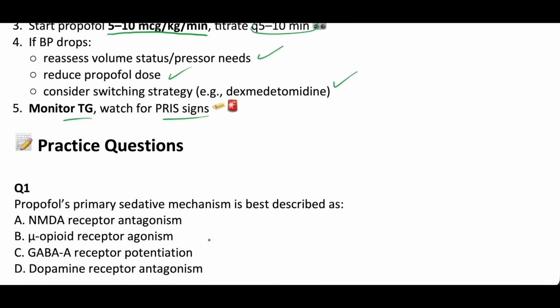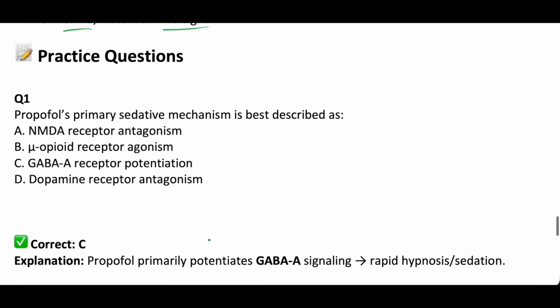Propofol's primary sedative mechanism is best described as A, an NMDA receptor antagonist, B, a mu opioid receptor agonist, C, a GABA A receptor potentiator, or D, a dopamine receptor antagonist. Pause if you need to. The correct answer is C, right? Propofol primarily potentiates GABA A signaling, which we talked about.